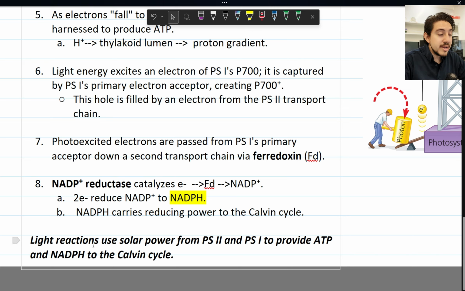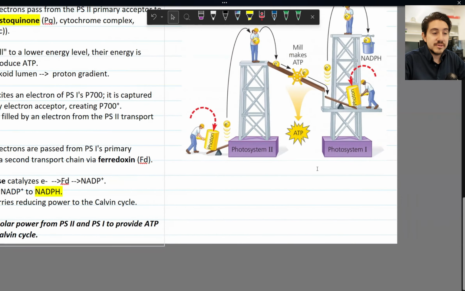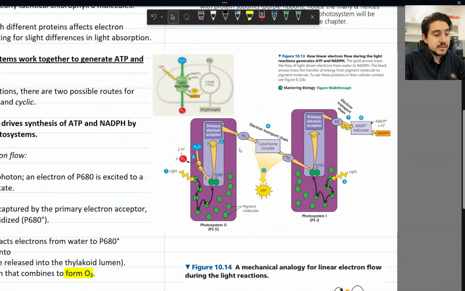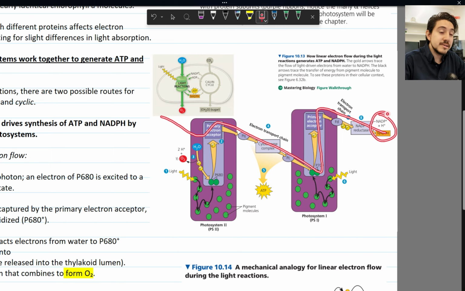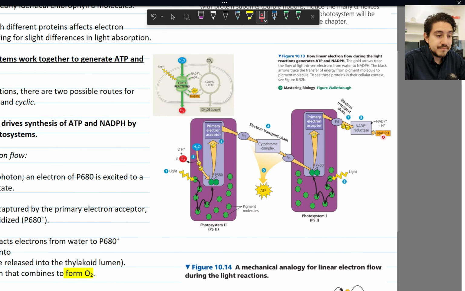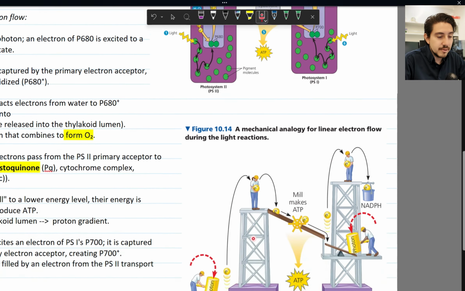Okay, so light reactions ultimately use solar power from photosystem 2 and 1 to provide ATP and NADPH in the Calvin cycle. Okay, and in this particular instance, of course, you have an electron flow. Electrons come from here, then they go down the electron transport chain, and then they'll be relayed to NADP plus to reduce to NADPH. So there's a net movement of electron flow. This is what we're referring to as linear flow.